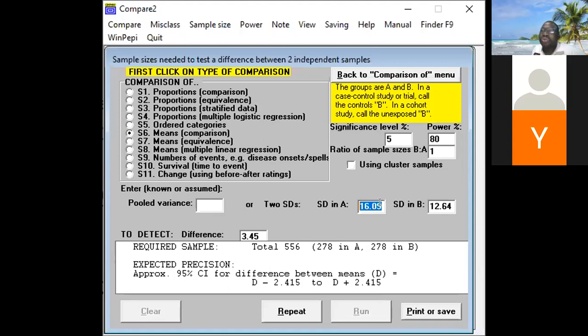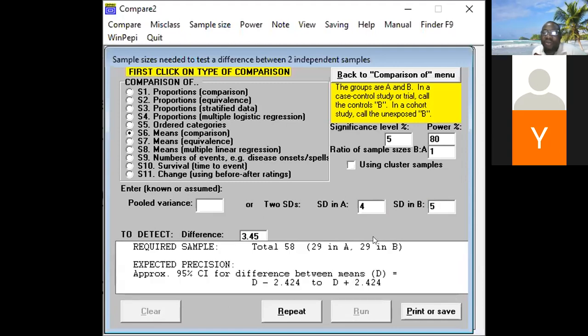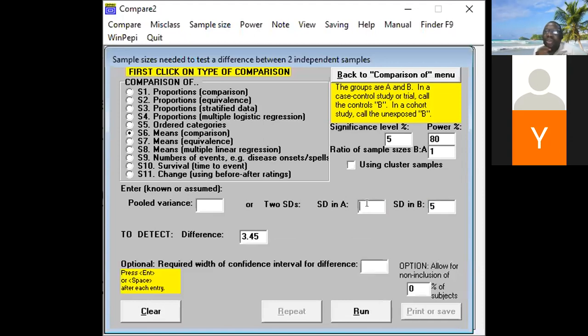It's not up to that. So what we are supposed to put there as standard deviation, you're not even supposed to have all these 16 that I'm seeing. Let's just say 4. Let's say this one's 5. See what we give you. It will even give you a small value. Let's say the standard deviation.